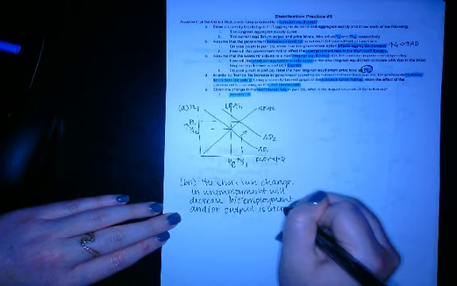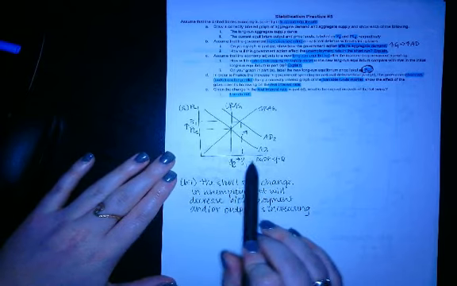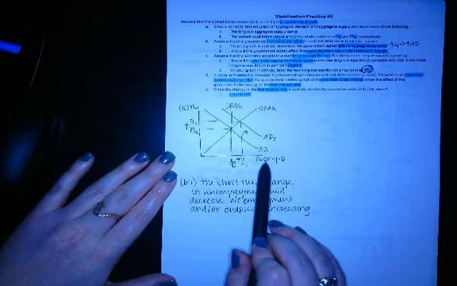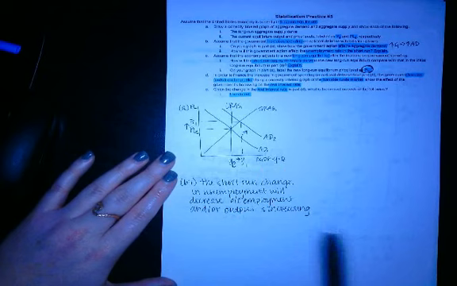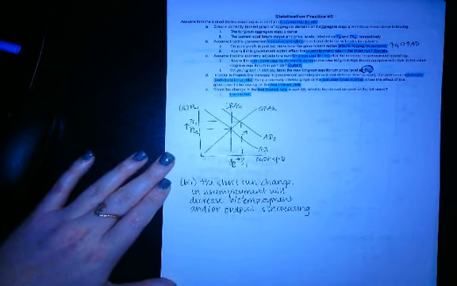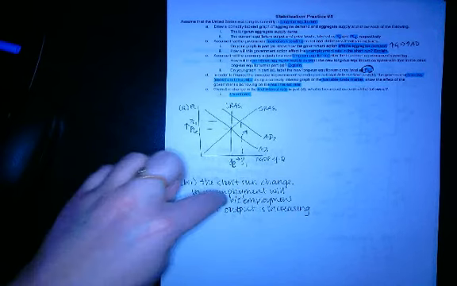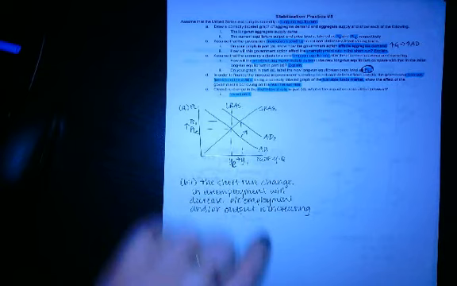So both of those work. We can say because employment's increasing, as we go off to the right, employment increases. Or we can say output's increasing. As we go off to the right, output increases. So either of those would work. So we've answered it. Unemployment will decrease because, and we've answered our explain part here.